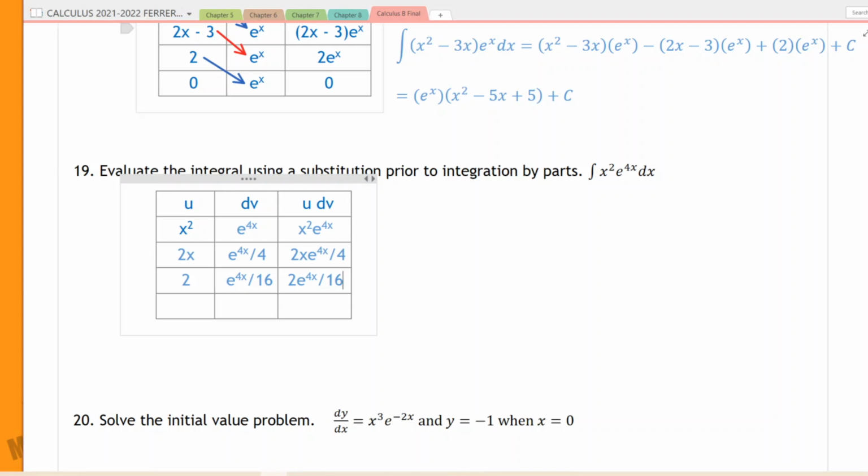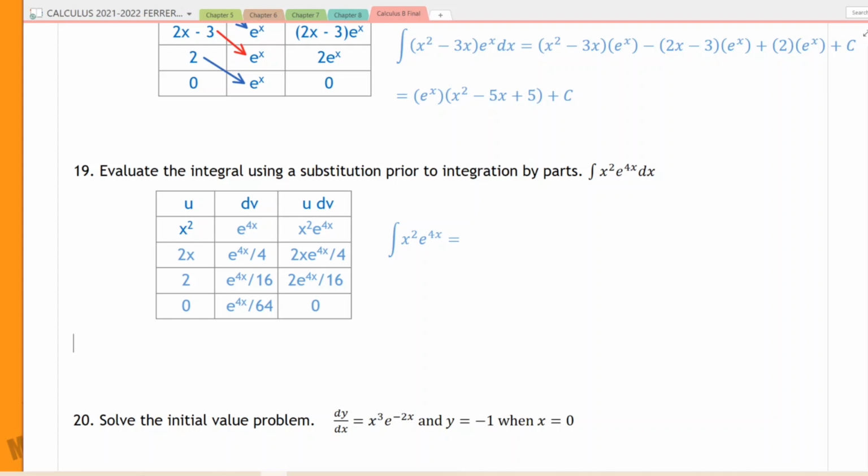2e to the 4x over 16. Definitely you can take an antiderivative of that. However, looking at the u column, I see a 2. So I'd much rather get a 0. So I'm going to go ahead and take one more derivative. And then one more integral. And that's great, because now with that 0, I can start assembling my antiderivative.